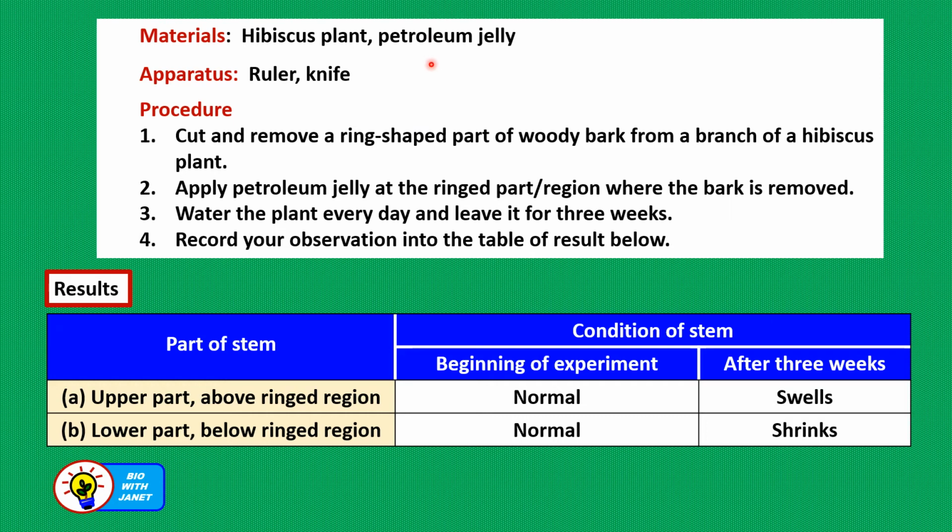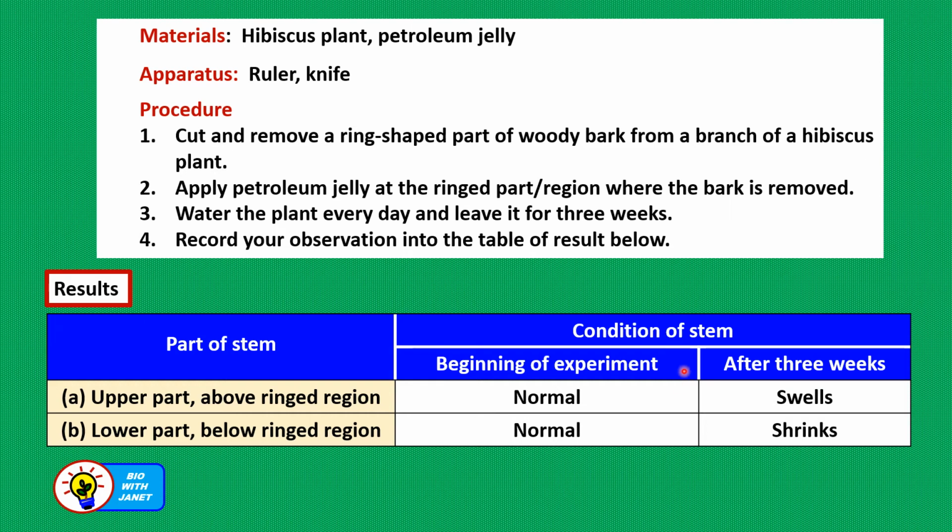Materials: hibiscus plant, petroleum jelly, ruler and knife. Procedure: cut and remove a ring-shaped part of the woody bark from a branch of a hibiscus plant. Then apply petroleum jelly at the ringed region where the bark has been removed, so that it will not get dehydrated, and also to protect that area from infection or from mold that may grow there if it's exposed to the air. Water the plant every day so that it can continue to grow and carry out photosynthesis, and leave it for 3 weeks.